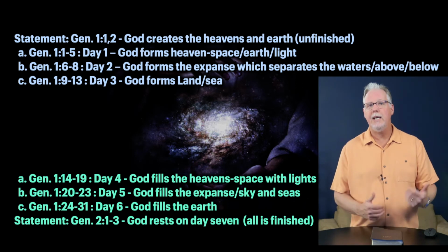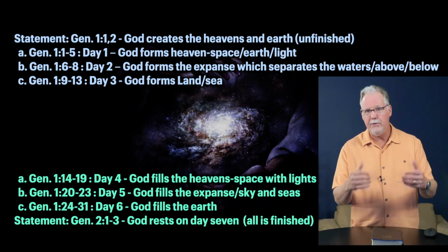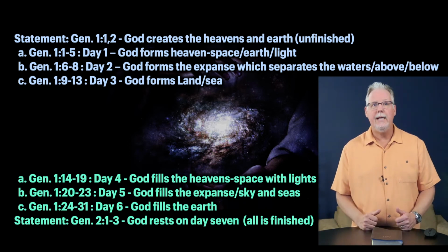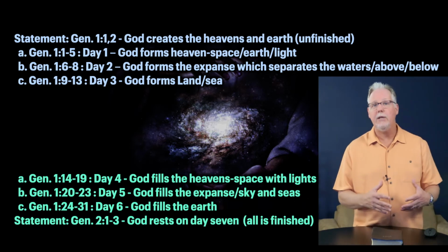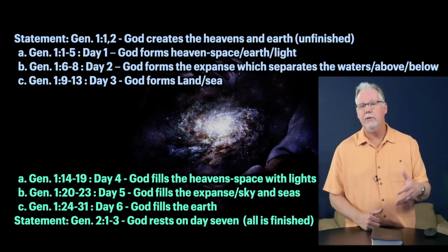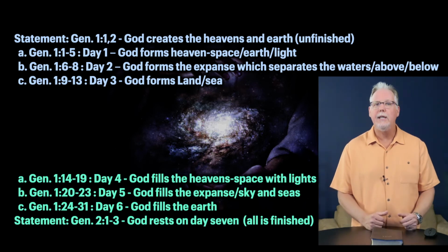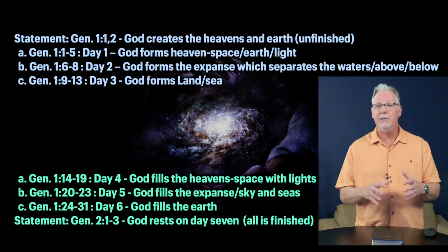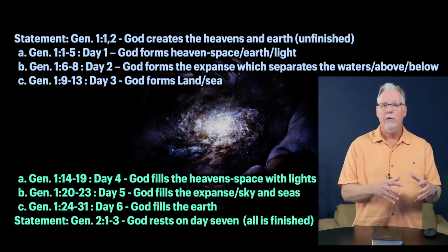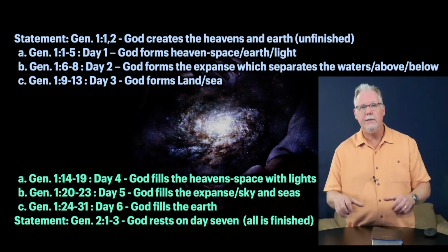And then we have 6 days of creation in between. On day 1, God forms the heavens, that's space, earth, and light. On day 2, God forms the expanse, which we call the sky or the atmosphere, as he separates the water, so there's water above the heavens and waters below. On day 3, God forms the land and the sea. So he separates the earth from the sea, and the water is now grouped into different seas.